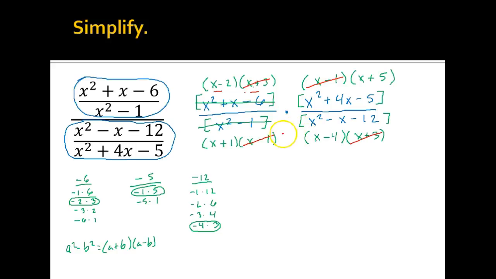Okay, so we crossed off the common factors, and there were no other common factors. So we can't reduce this any further. So we just write down the ones that are left.